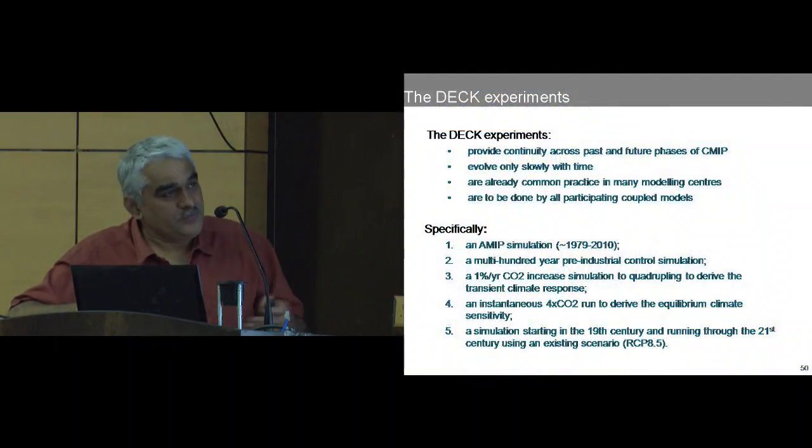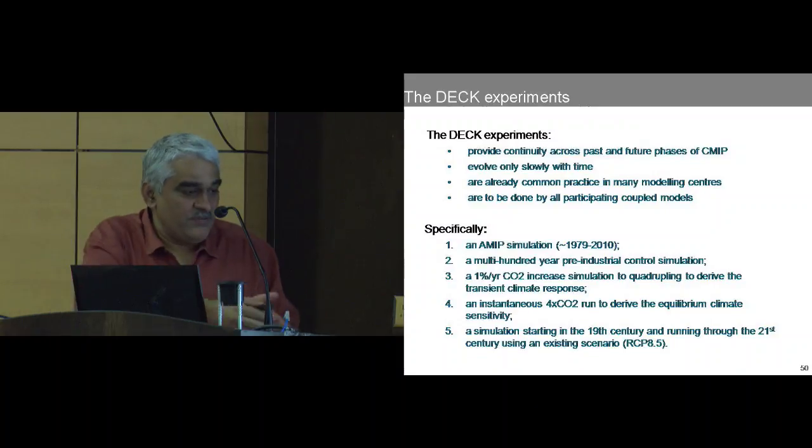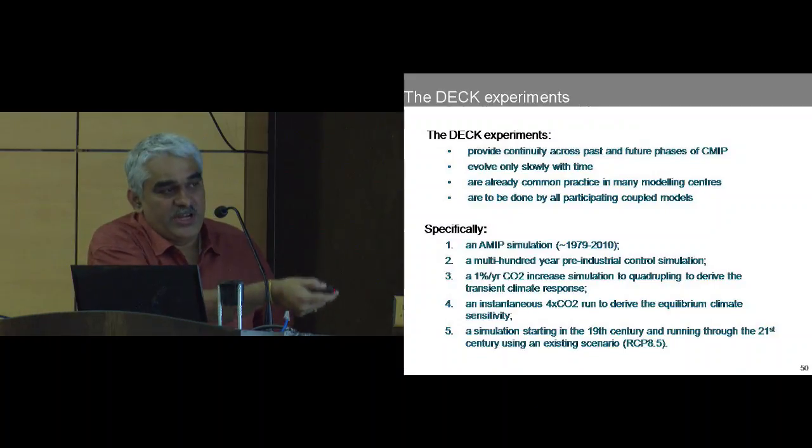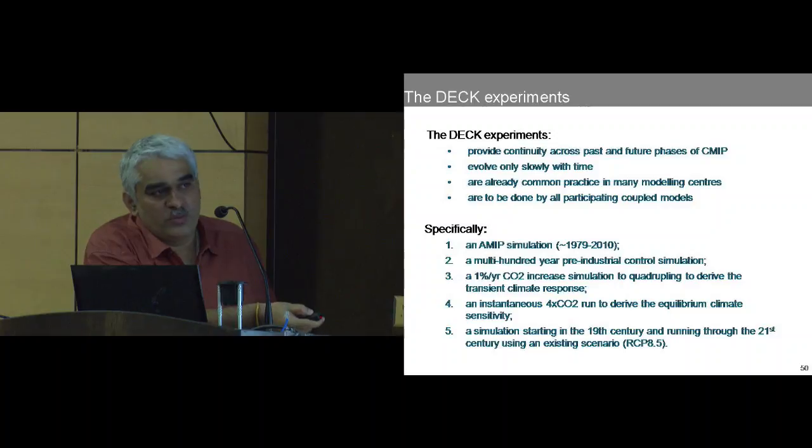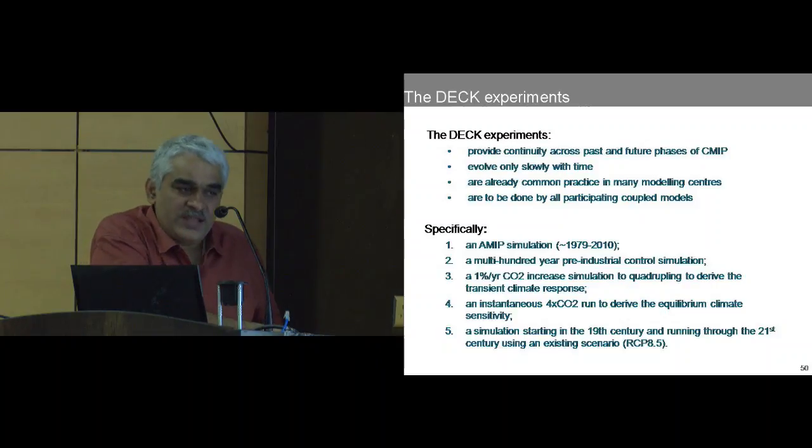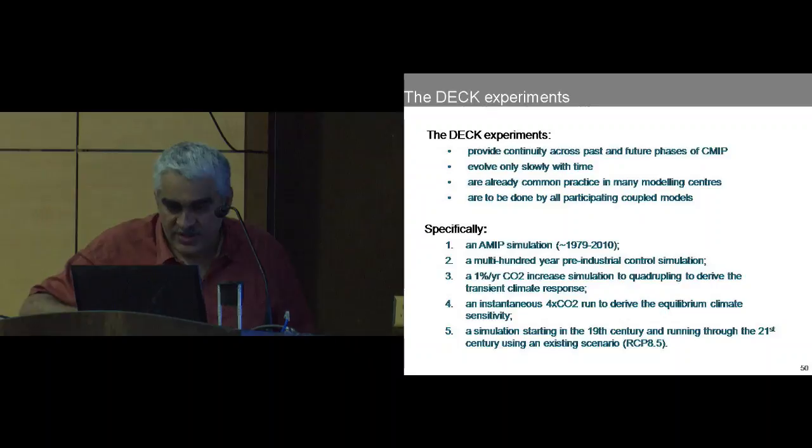And we have committed to doing these 5 mandatory experiments for any entry-level model. The multi-year pre-industrial run is going on. Once this is done we have to start the instantaneous CO2 run, and then a historical experiment where land use, aerosols and all have to go. So this is all targeted in the next couple of years.